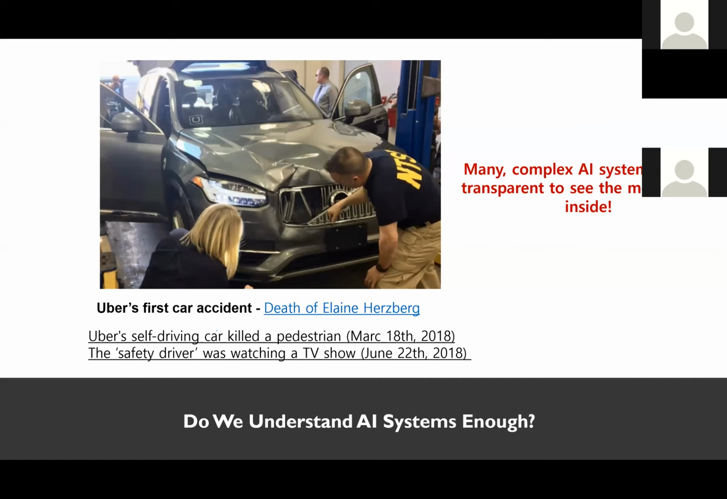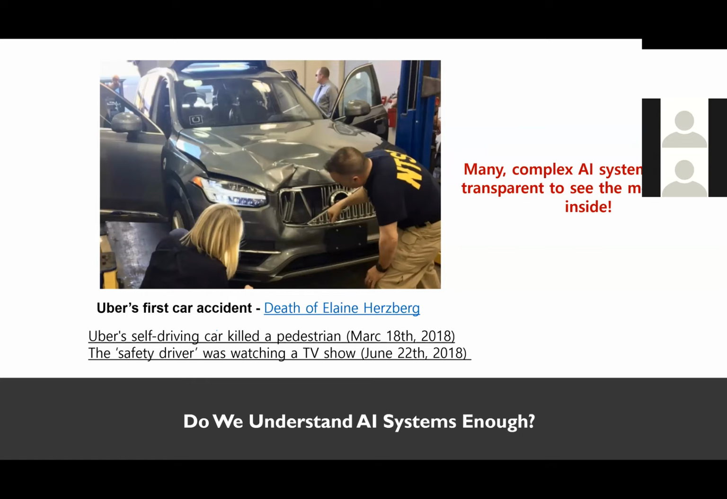This AI system is great to change our life, there is big hope, and it will be useful for real-world applications. But we may not understand these AI systems enough. Many complex AI systems are not transparent enough to see the mechanism inside. As an example, there was Uber's first fatal car accident. Uber didn't have a good protocol at the time for how a safety driver should drive when there is not enough light around, and the Uber safety driver was watching a TV show on Hulu. We may not understand the internal mechanism of complex AI systems.